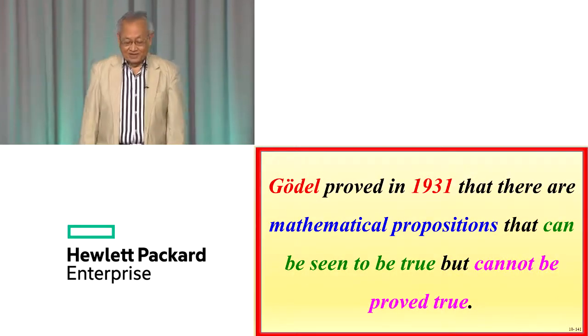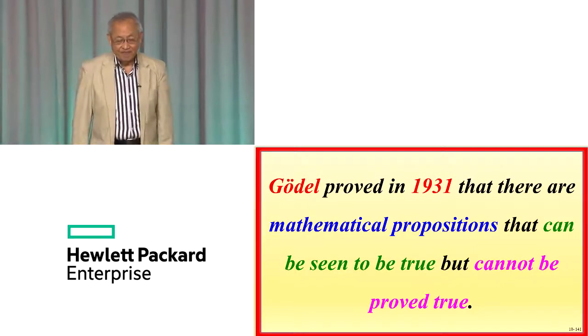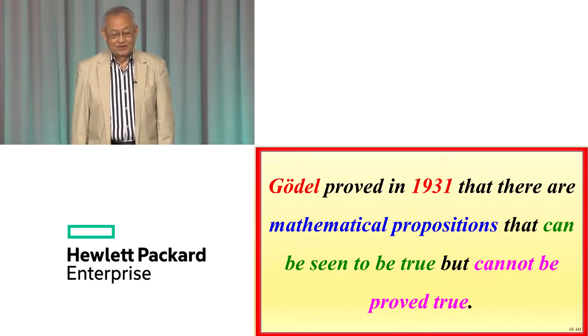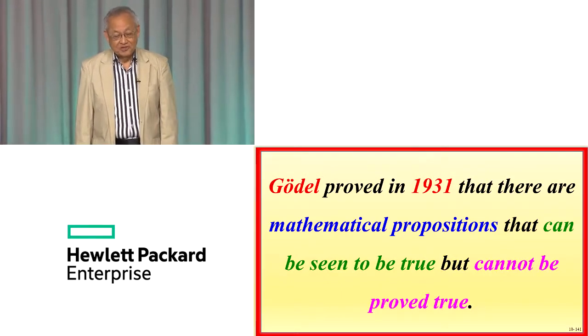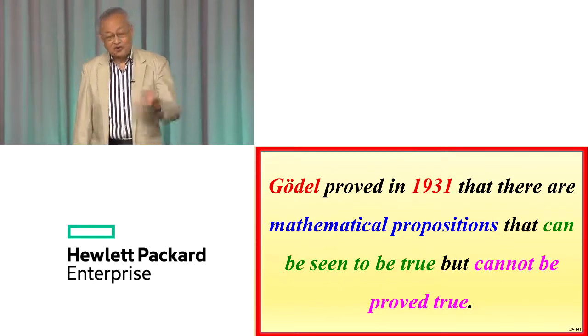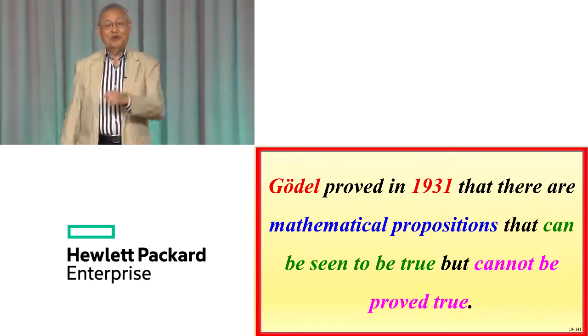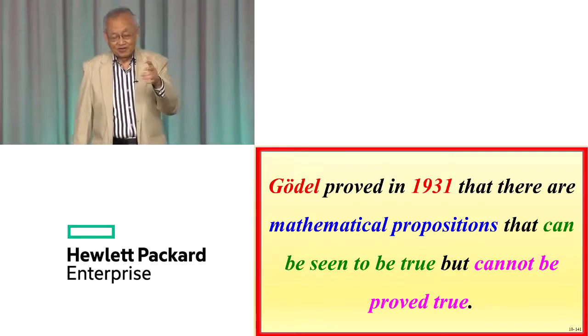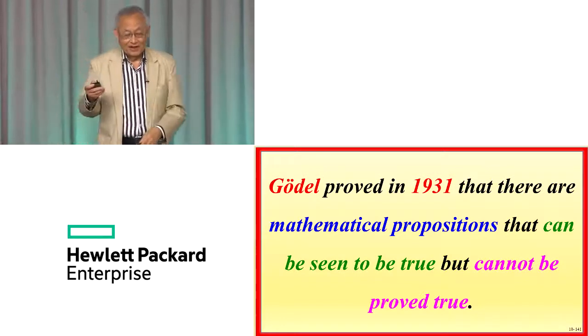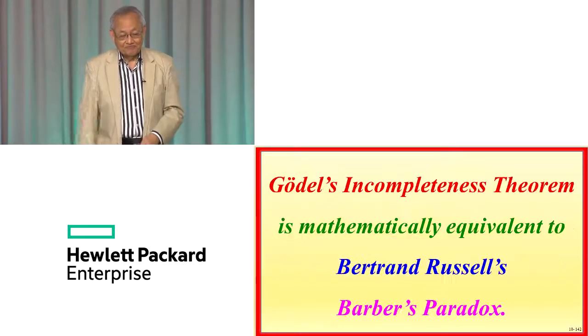Gödel's result is the following. He proved in 1931 that there are mathematical propositions that can be seen to be true, but cannot be proved to be true. Think about it. This is so deep, almost unreal. And yet this is the deepest theorem available.